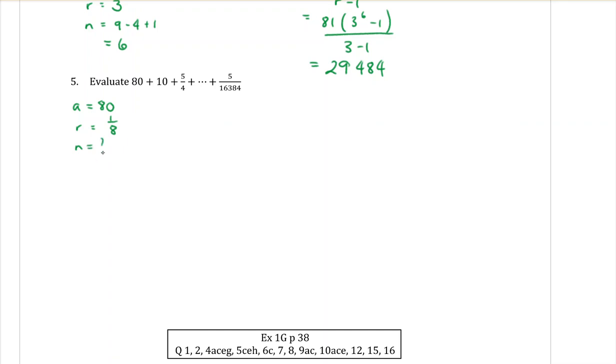I don't know that. But I do know the last term. So I'm going to call that T of N is equal to 5 over 16,384. To sum that series, I need to know N. So I'm going to have to use my term formula to find out the N. The term formula, hopefully you remember, for a geometric is AR to the power of n minus 1. So the last term is 5 out of 16,384. A is 80. R is 1/8 to the power of n take away 1.